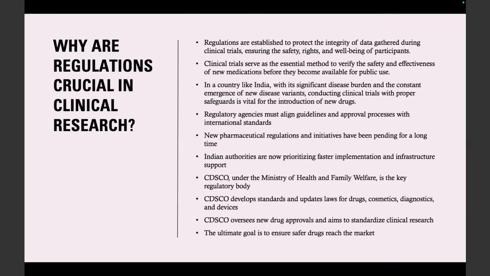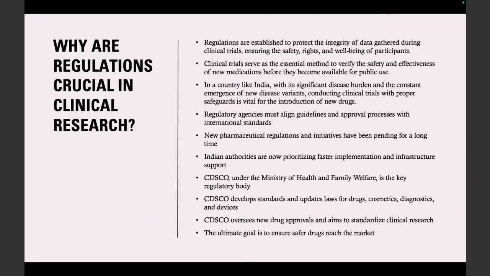In India, the growing disease burden from chronic illness to emerging infectious disease makes clinical trials essential. But without regulations, these trials could harm instead of help. Obviously, if there were no regulations and no guidelines, many people would misuse clinical trials, and they would harm the patients. The data they collect would also not be correct.